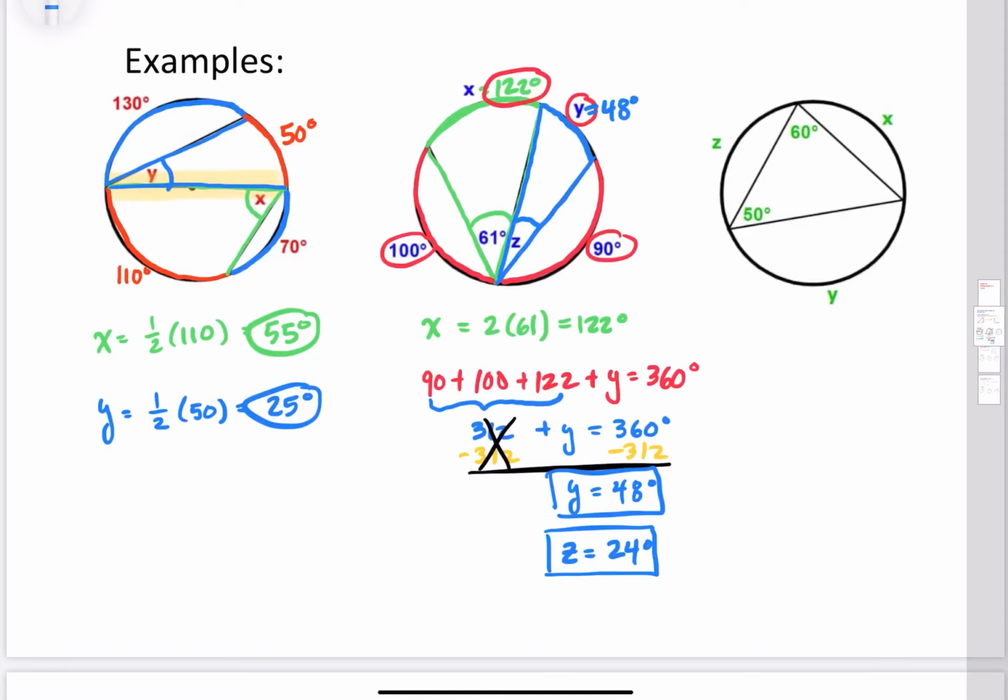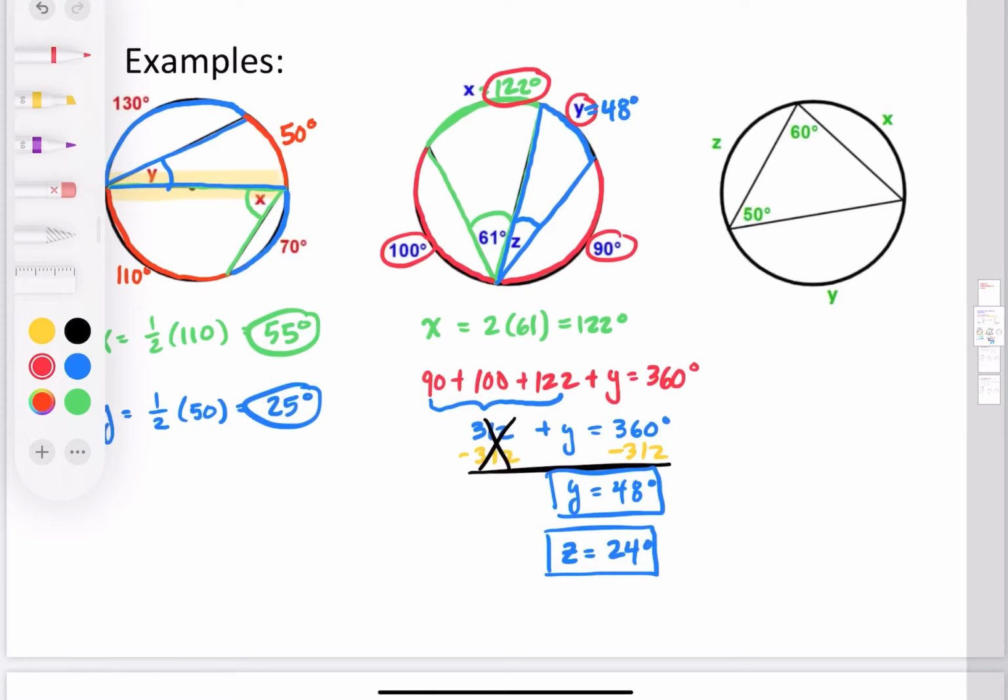Okay. All right, let's take a look at this next one here. So here we're going to take a look at a triangle inside our circle, and each of these vertices is touching the edge of our circle. So this is called a circumscribed circle.